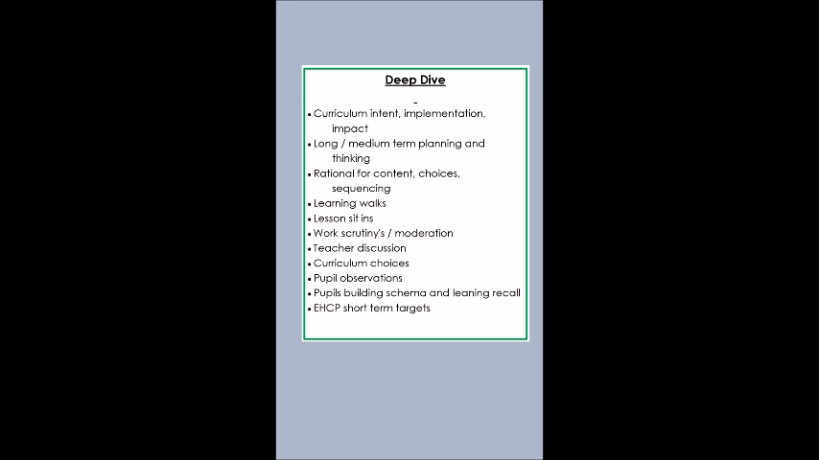Once you've been signposted to a child, a deep dive must take place to collect as much evidence as possible to find out exactly what is going on. These bits of evidence can include curriculum intent, implementation and impact, long-term and medium-term planning and thinking, rationale for content choices and sequencing, learning walks, lesson sit-ins, work scrutiny and moderation, teacher discussion, curriculum choices, pupil observation, pupils building schema and learning recall, and EHCP short-term targets.